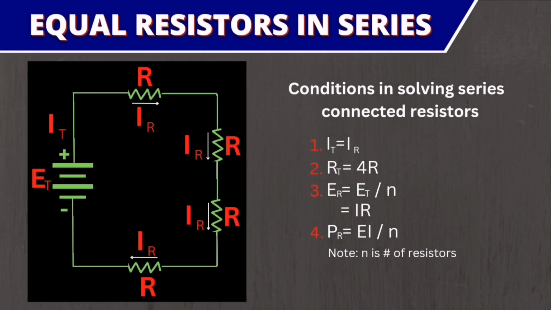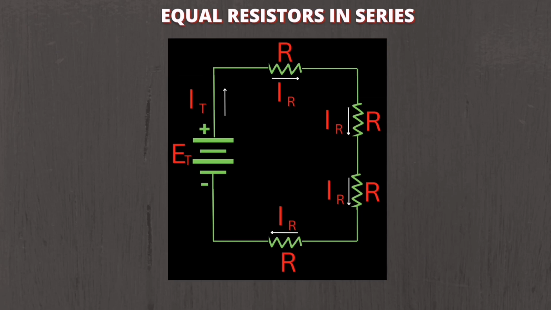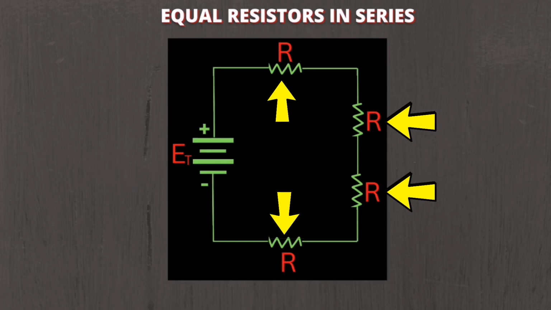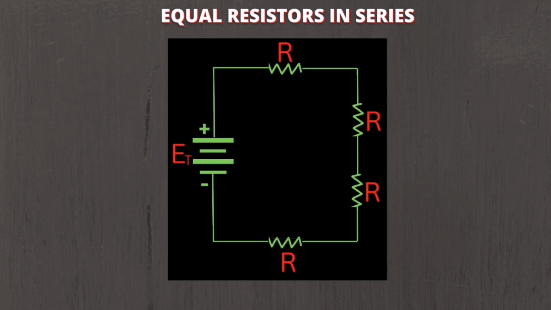Hi guys, for this video, I am going to discuss the series connection of equal resistors. If a number of equal resistors are connected in series to a voltage source E or V in volts, each of the resistors will have a resistance of R ohms. In this topic, we're going to use Ohm's law, which I already discussed in my other videos.